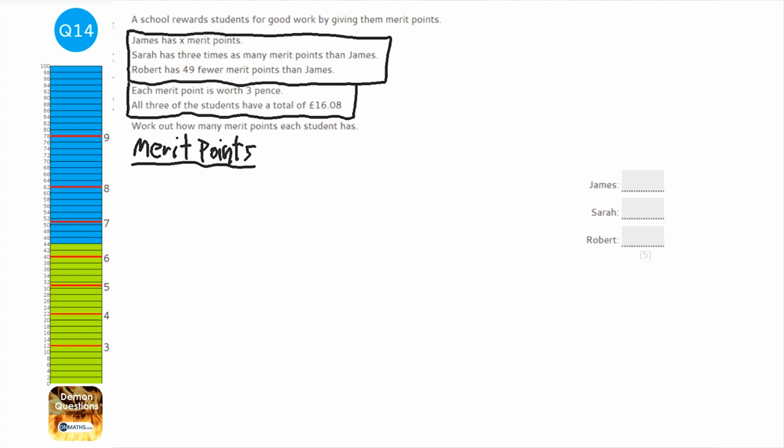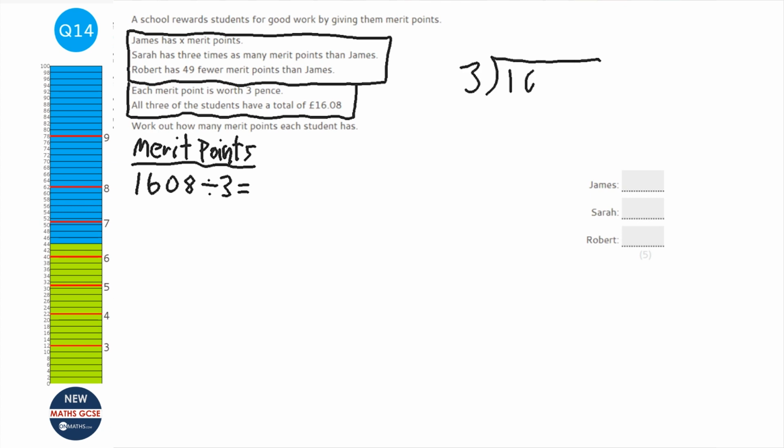Okay. So, first of all, I'm going to change the pounds into pence. So I'm going to make it 1,608 pence. And if each one's worth 3 pence, then to work out how many we've got, we just divide it by 3. And I'm going to do this over on the right-hand side. So I'm going to do the bus stop method.